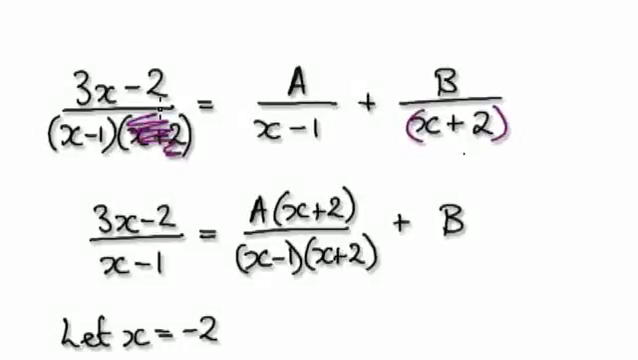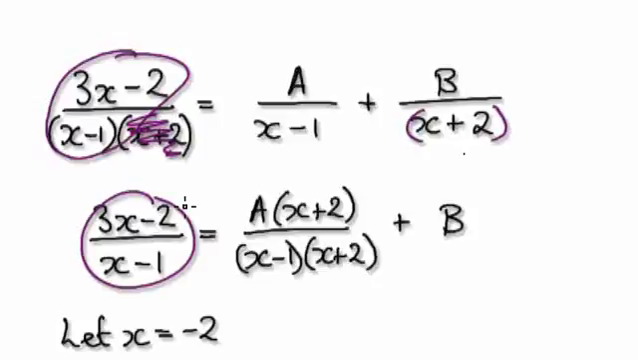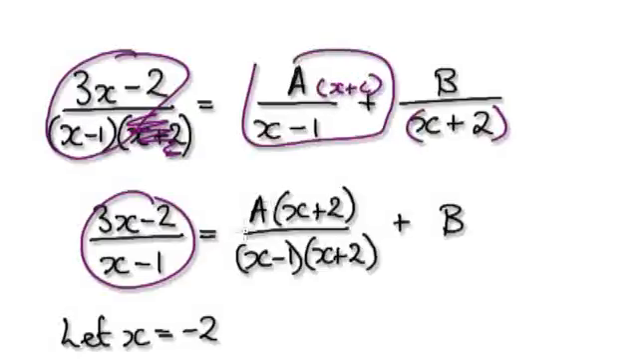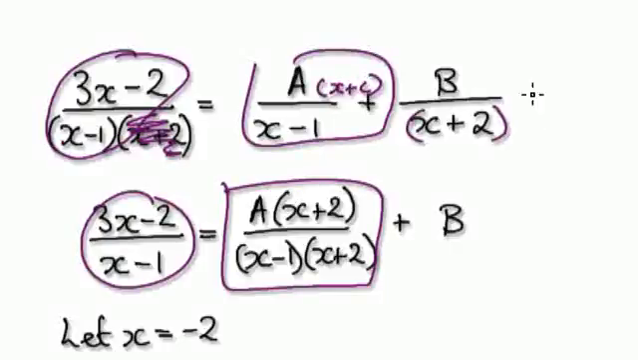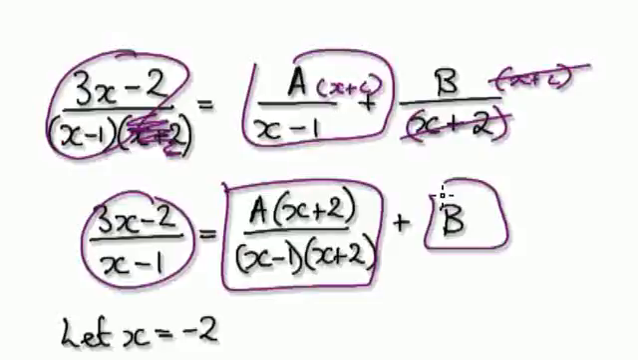So when you times by x plus 2, this side here will become this, times by x plus 2. So this thing here will become this thing here. When you times by x plus 2, these two will cancel out, leaving you B.